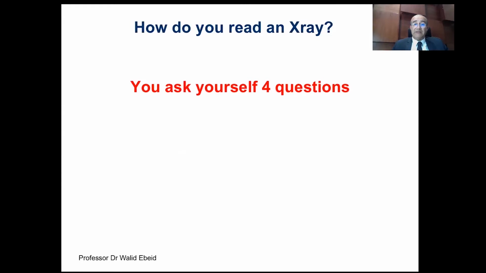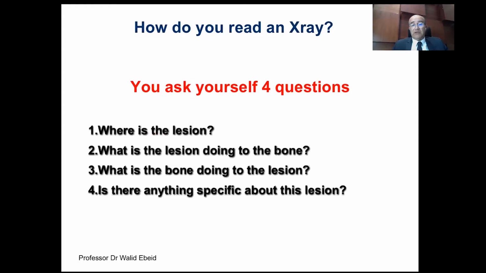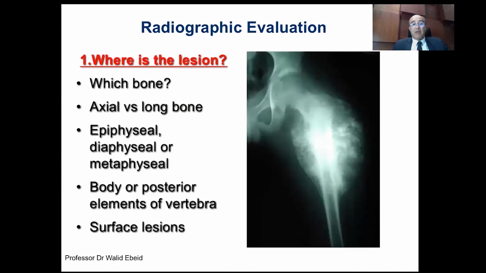So how do we read an X-ray? You ask yourself 4 questions. Where is the lesion? What is the lesion doing to the bone? How is the bone responding? And is there anything specific about this lesion? So the first question, where is the lesion? We mean which bone? Is it an axial or a long bone? Is it in the epiphysis, diaphysis, metaphysis? If it's in the vertebra, is it occurring in the body of the vertebra or the posterior elements? Is it a medullary lesion or a surface lesion?